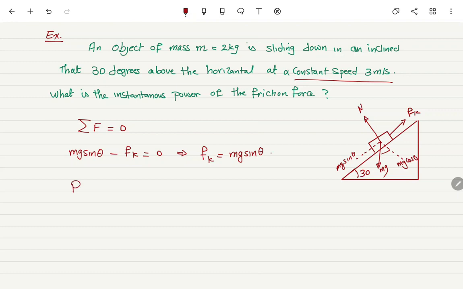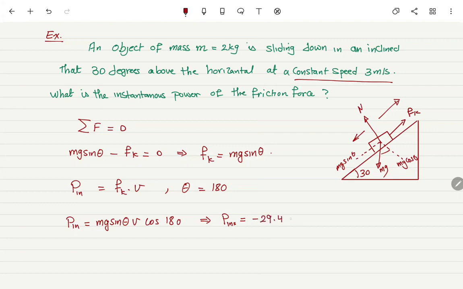And the instantaneous power of the frictional force here equals fk dot v. Now the angle between the frictional force and the speed is equal to 180 degrees. So this is the direction of the frictional force, and this is the object motion direction. So in this case here, theta equals 180 degrees. So P instantaneous equals Fk, we just calculated this one here, mg sine theta v cosine 180. In other words, the instantaneous power of the frictional force equals minus 29.4 watts.